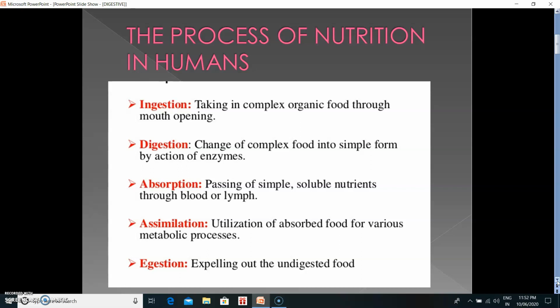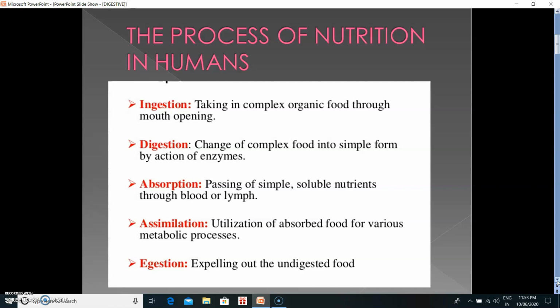Now, what is nutrition? Question comes, what is nutrition? Any idea? Nutritive value is what? That gives you energy, right? That gives you minerals, that gives you various healthy stuff in your body for your growth. So that is nutrition. The process of nutrition in human beings takes place in 5 categories. First stage is your ingestion.